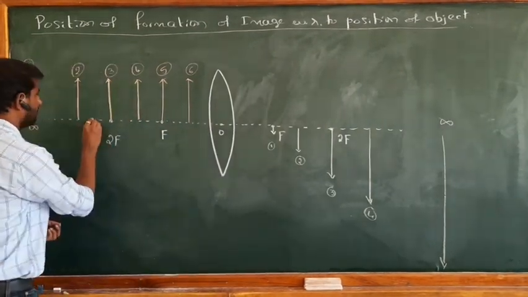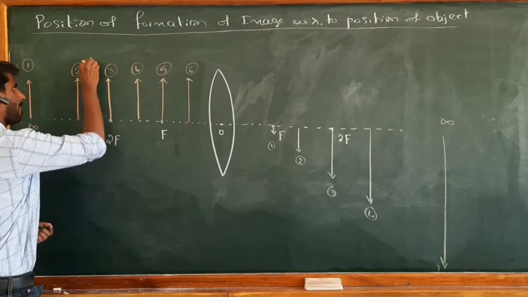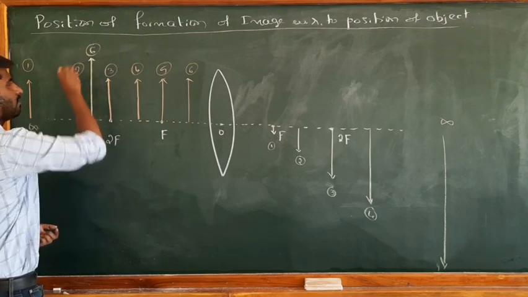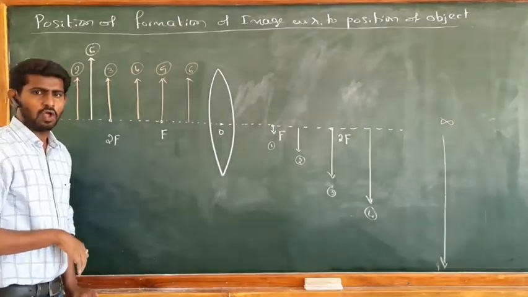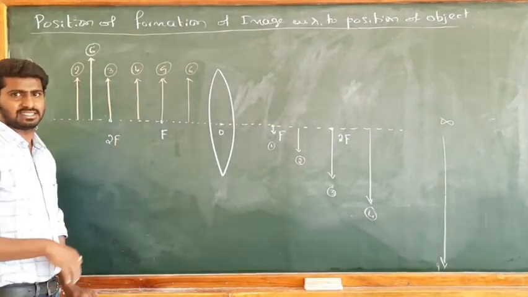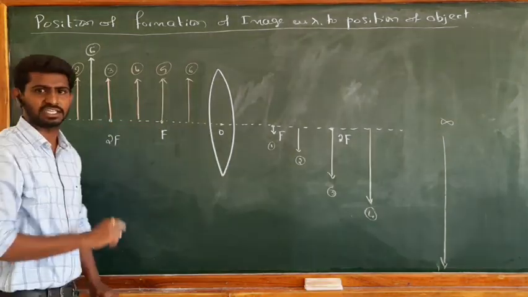here. What is the position of the image now? The image forms beyond the 2f on the same side of the lens where we have the object.